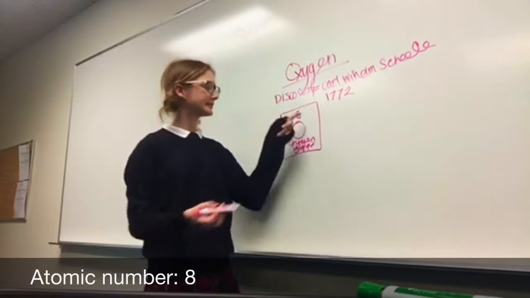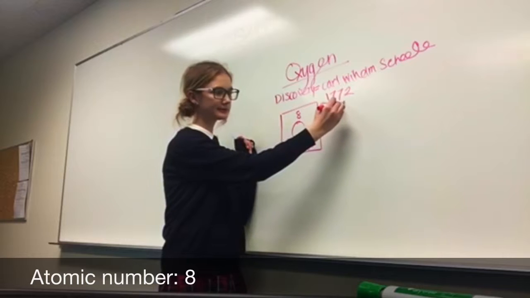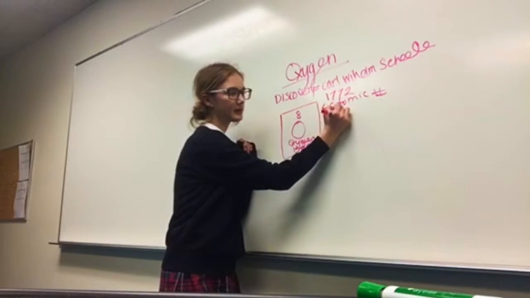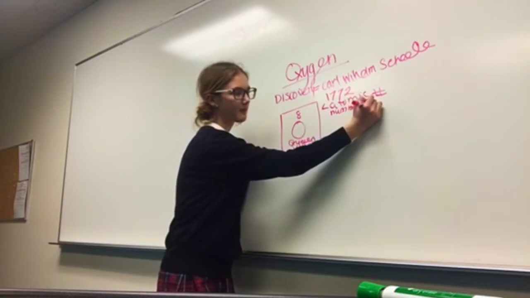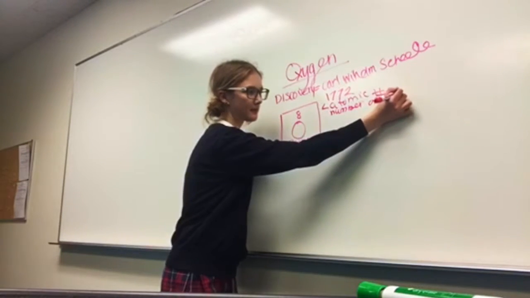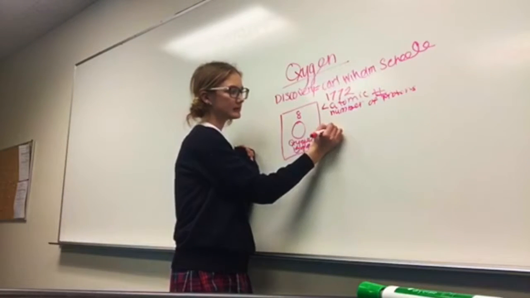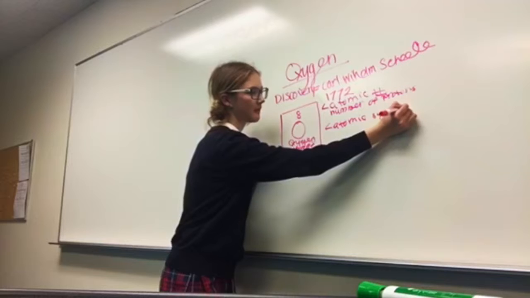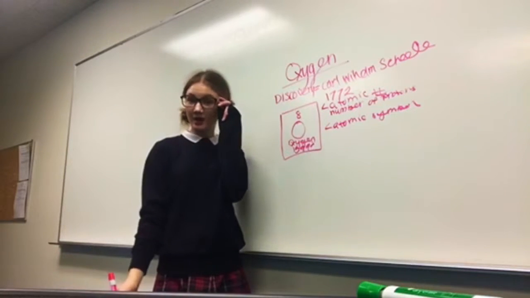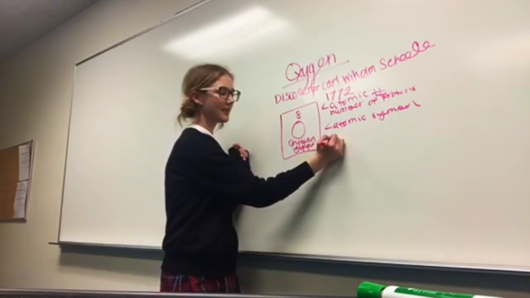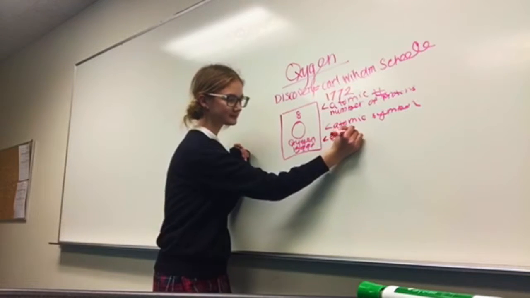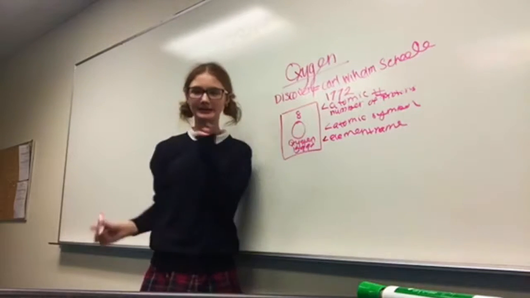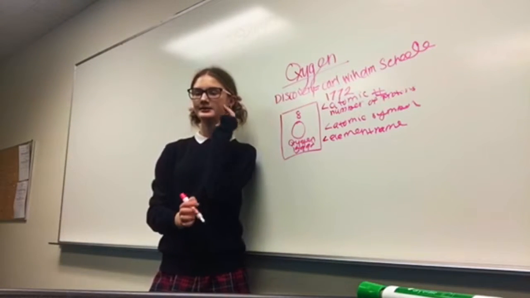Okay, so 8 is the atomic number and number of protons. O is the atomic symbol, and oxygen is the element name. Lastly, 15.999 is the atomic mass.